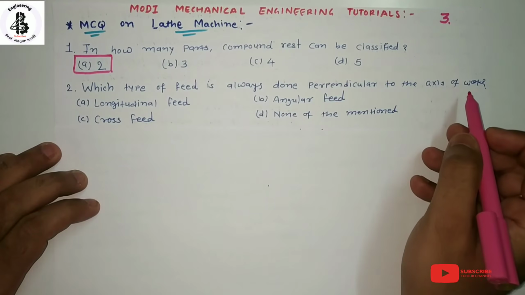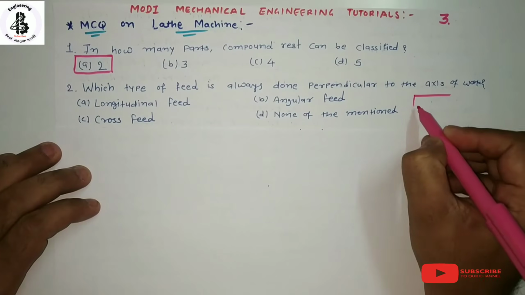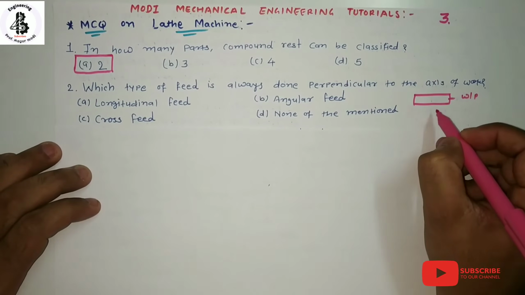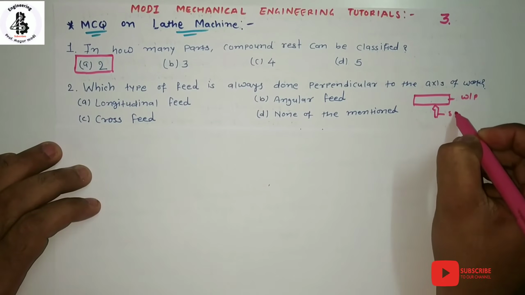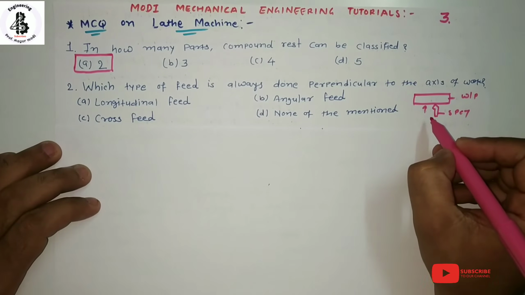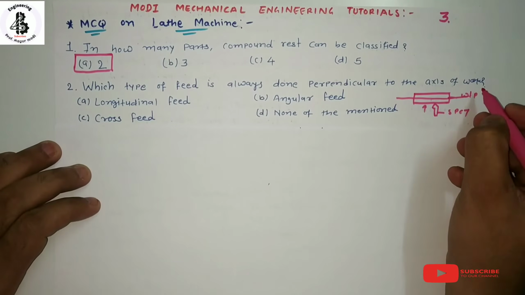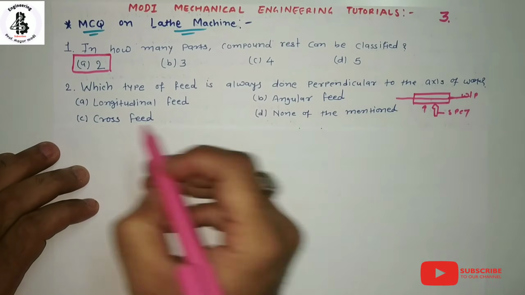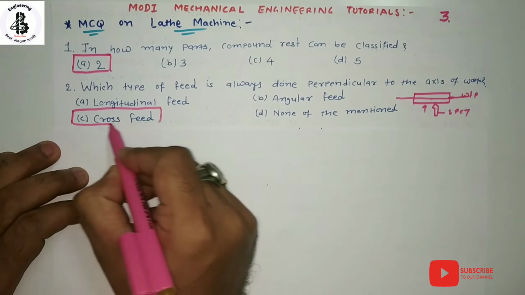So the option C, cross feed mechanism of the feed that is always perpendicular to the axis of the work. So let us see, this is our job, or you can say workpiece, and this one acts as a single point cutting tool. So this feed, perpendicular to the axis of the workpiece, is called a cross feed. So option C is the right answer.